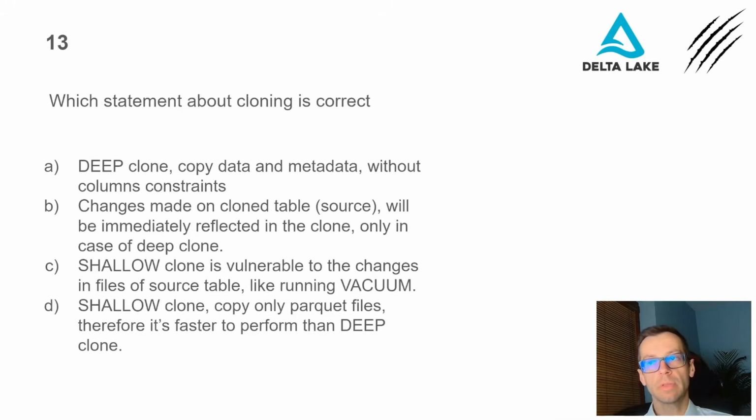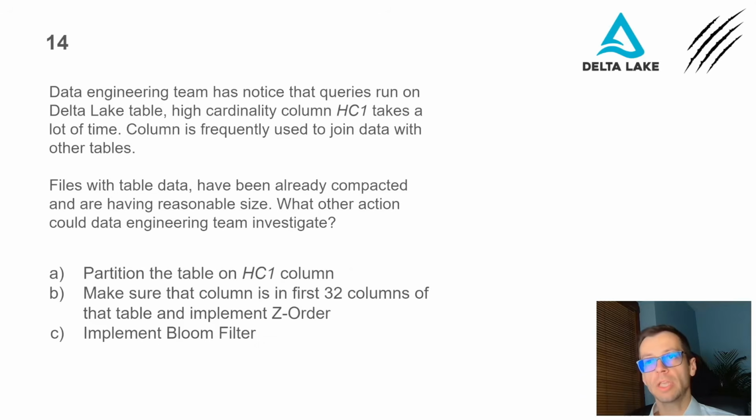13. Which statement about cloning is correct? Deep clone copies data and metadata without column constraints. Fake. We saw in the notebook that constraints are copied. Change made on the source table will be immediately reflected in the clone, only in case of deep clone. We were running this experiment and it's not the case. If we do the deep clone, it's a clone for good. The light clone is something that can be affected, and the light clone is called a shallow clone. And this one is vulnerable to changes in the files of the source table, like running vacuum. So the correct answer here is C. 13. Okay.